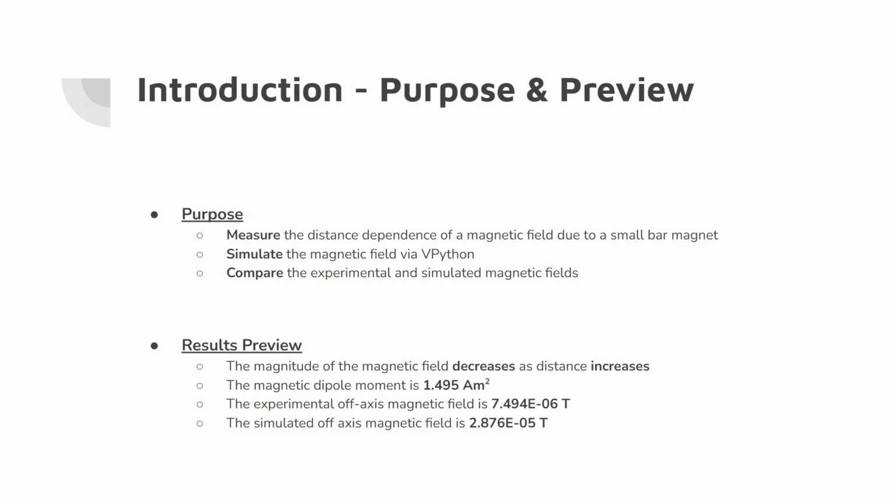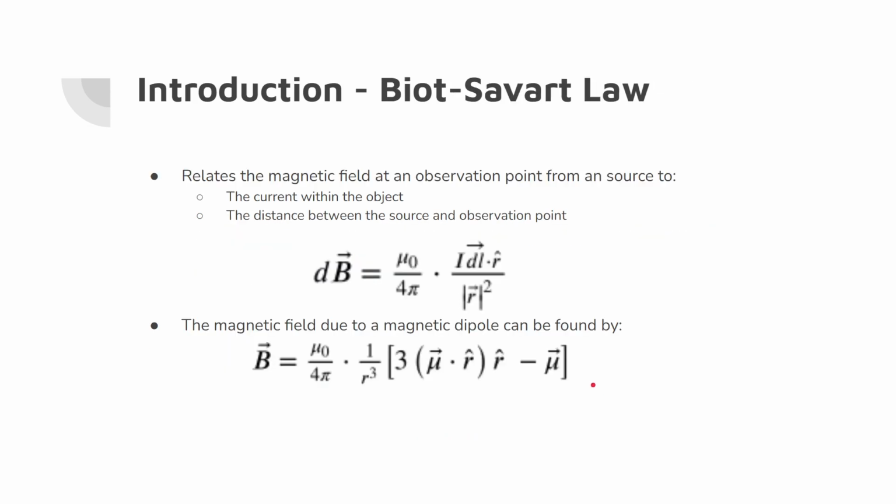And our results preview: the magnitude of the field decreases as the distance increases, and then we have the magnetic dipole moment of the bar magnet, and then the experimental and simulated off-axis magnetic fields, which are a little bit different. So the main physics concept we need to know here is the Biot-Savart law, which relates the magnetic field at an observation point from a source to the current within that source and the distance between the source and the observation point, as seen in this equation here.